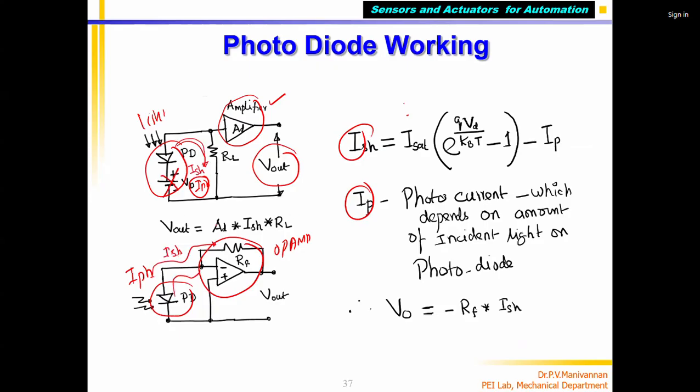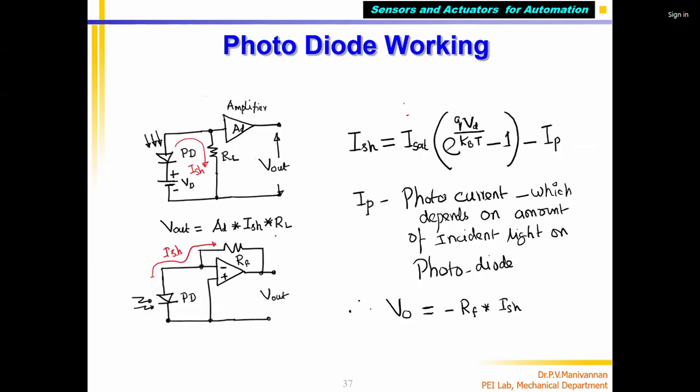So how much voltage will come? That can be calculated using this formula. This amplifier, the op-amp, has an amplification factor, I call AD. The amplification factor multiplied by the IHS, which is proportional to light. More light, more IHS, multiplied by this RF. Sorry, this should be RF. RF is nothing but the feedback resistor. So this is how it works. V0 can be written as minus RF into IHS.